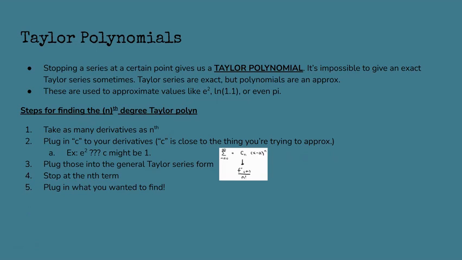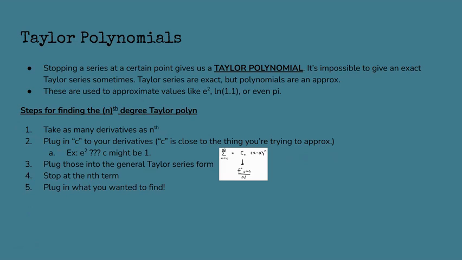Well, actually, that's a little bit different. If you're actually trying to find a value, you would do number two. If you're just asked to find the expanded polynomial, you don't actually have to do that. You basically just add the derivatives. But if you're trying to find something like e squared, you plug into your derivative something you know the value of that's close to the thing that you're having issue with.